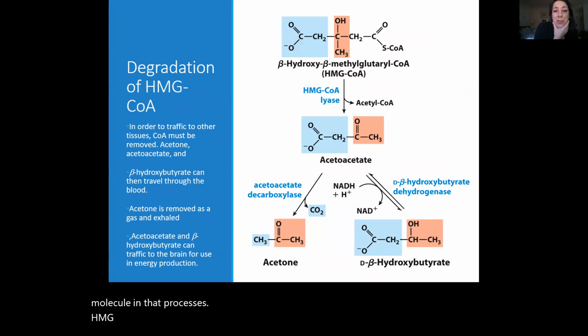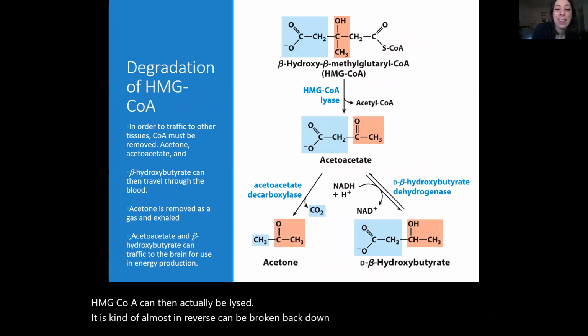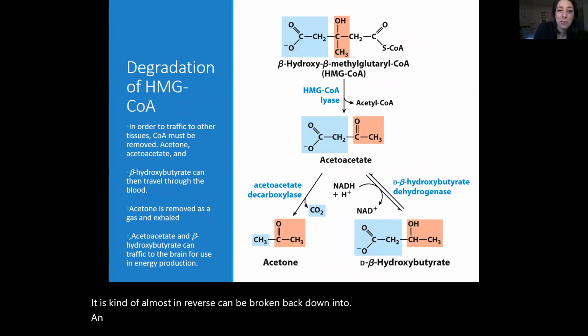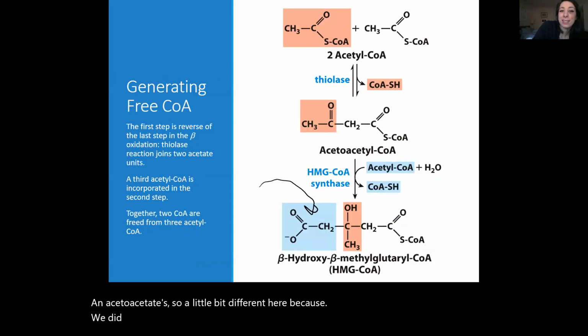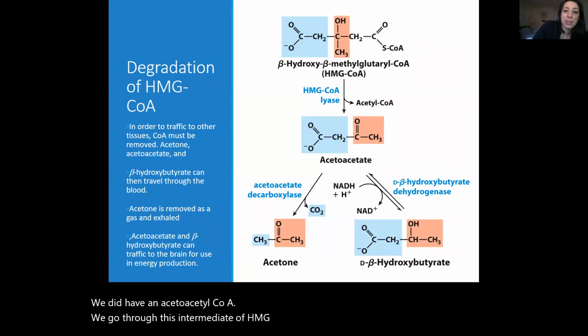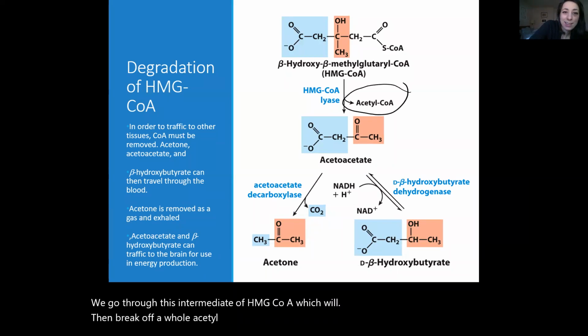HMG-CoA can then actually be lysed. It is almost in reverse, and can be broken back down into an acetoacetate. So a little bit different here, because we did have an acetoacetyl-CoA. We go through this intermediate of HMG-CoA, which will then break off a whole acetyl-CoA, leaving this 4-carbon molecule, but notice it does not have a coenzyme A on it.